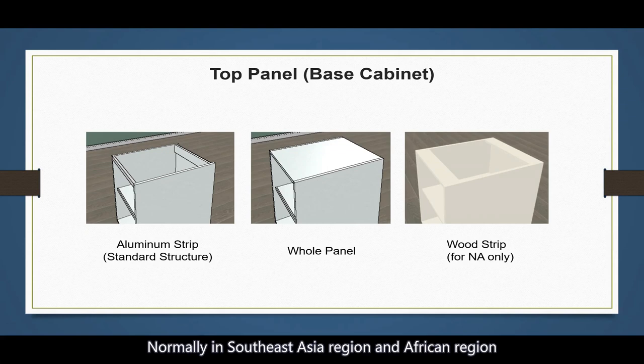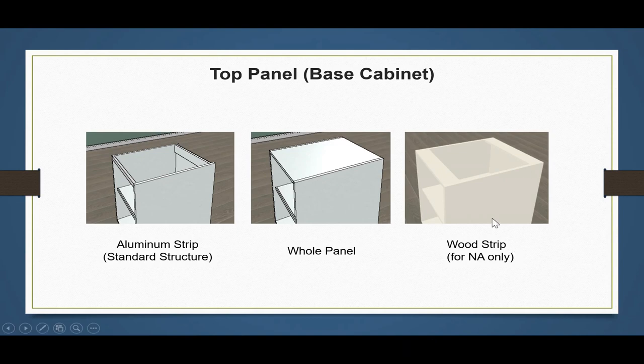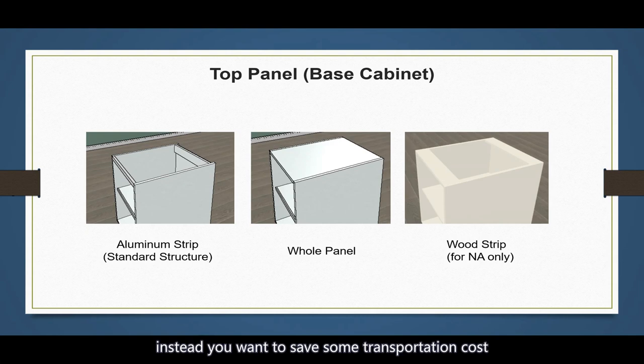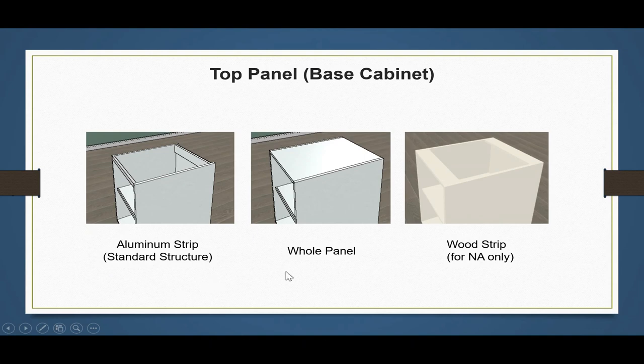And normally in the Southeast regions or in the African regions, we recommend going for the flat packaging, and you don't need to worry too much about the labor cost on the job sites. Instead, we want to save some transportation costs. So we go for the flat packaging, and normally we use the standard structure right here. Okay, this is the top panel part. This is the top part of the base cabinets.